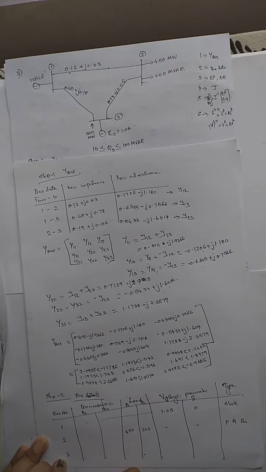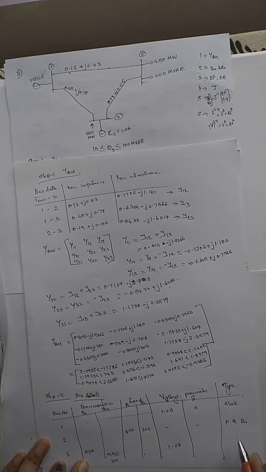And for bus 3, what they have given is E3 value 1.04 and 500 megawatt. PG is 500, so this is 5 per unit if I am taking base as 100. But they have given the Q limit: 10 less than or equal to Q3 less than or equal to 100. So they have given the Q limit.